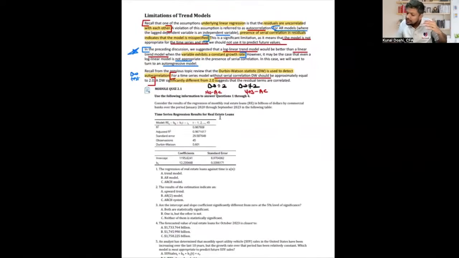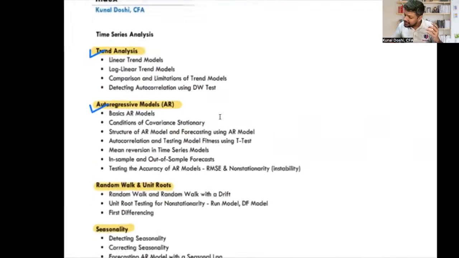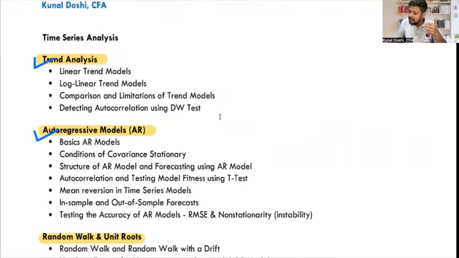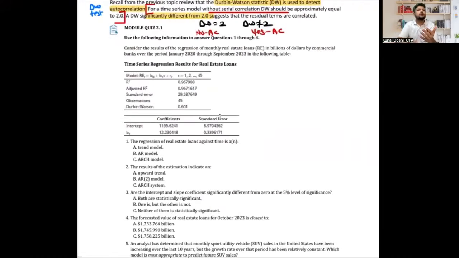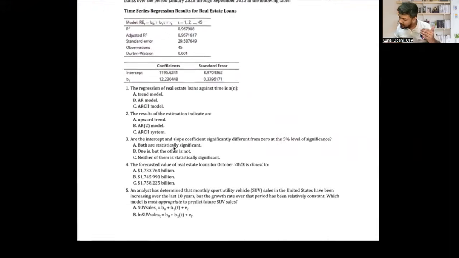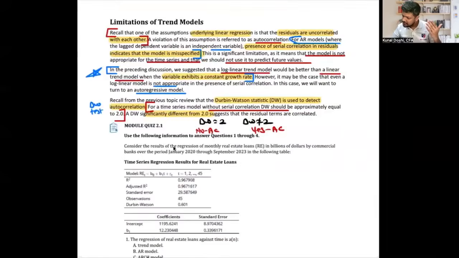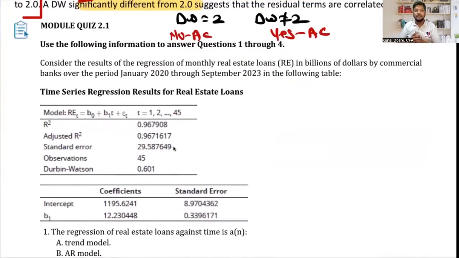But let's first do the questions related to the trend model, because we have done everything about trend analysis. Linear, log-linear, we compared, understood the limitation of autoregression, and detected autocorrelation using the DW test, right? So let us see an example related to it and see if we are able to solve it. Here is the example and we have five questions related to it. Let's start with the first information.